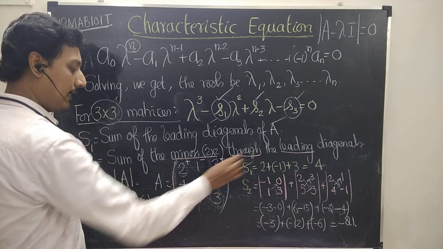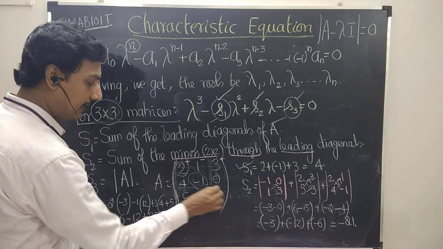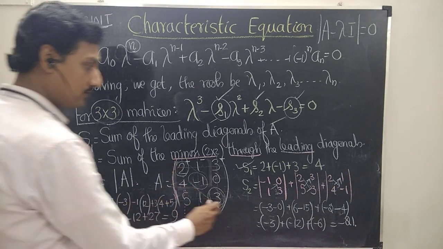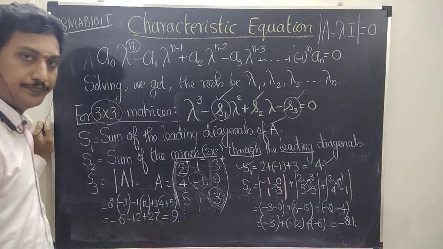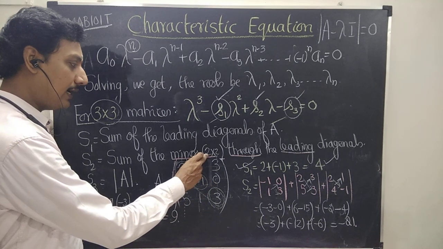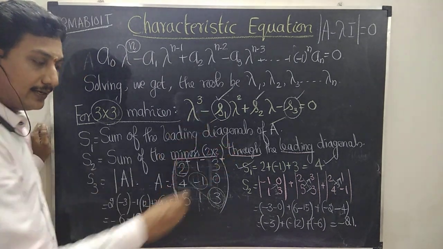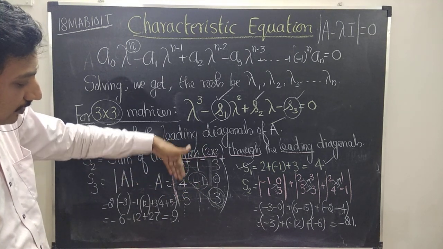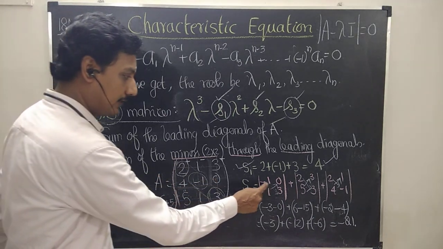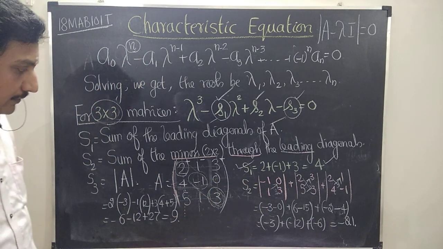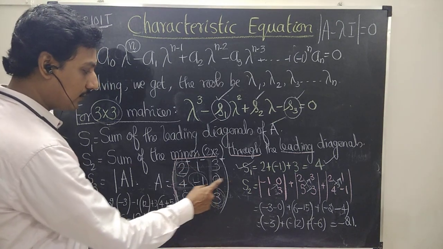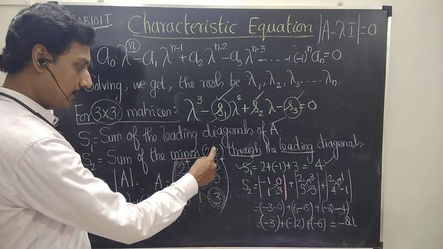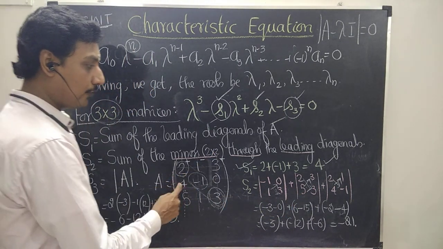So what about S1? S1 is the sum of the leading diagonal elements, often called the trace of the matrix. 5 plus minus 1 plus 3: 5 minus 1 is 4. S2 is the sum of the minors of the leading diagonals. There are 3 diagonals. Close the first diagonal's corresponding row and column: minus 1, 0, 1, 3. Second diagonal is minus 1, with its row and column eliminated: 2, 3, 5, 3. Third diagonal is 3, with this column and this row eliminated: 2, 1, 4, minus 1.